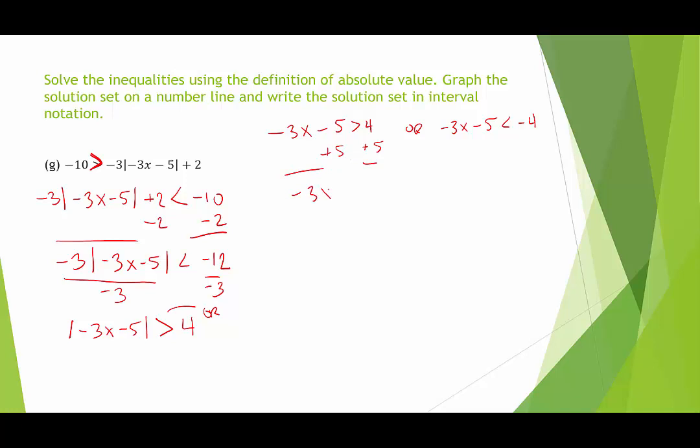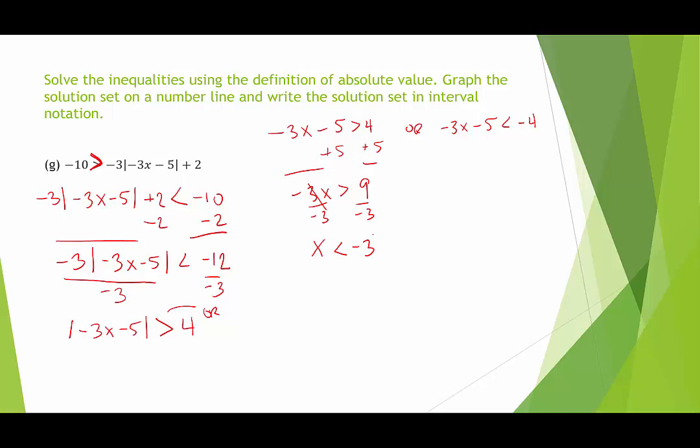That's going to give me -3x is greater than 9. Now I'm going to divide both sides by -3. I'm dividing by a negative. So one more time, in case you haven't had enough of flipping the inequality around, we're going to flip it around again, giving us x is less than -3.